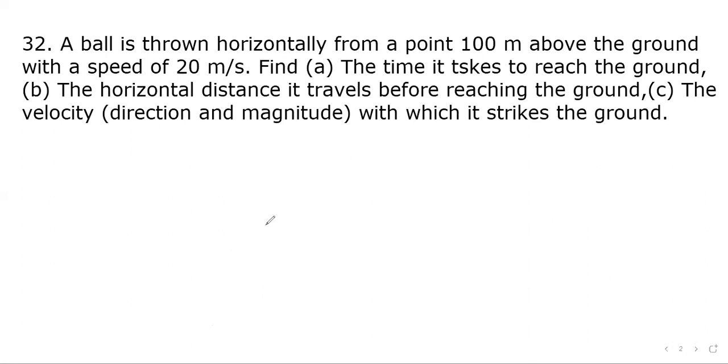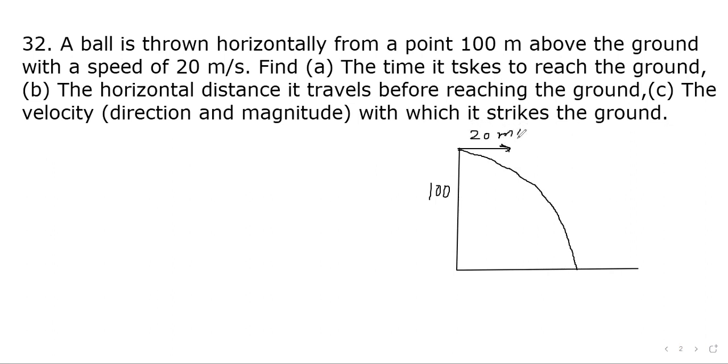Question number 32. A ball is thrown horizontally from a point 100 meters above the ground. So we can draw the diagram. This is 100 meters, which is the ground line, and the ball is thrown horizontally. The ball is thrown like this, but it will follow the trajectory like this. A ball is thrown horizontally from a point 100 meters above the ground with a speed of 20 meters per second.